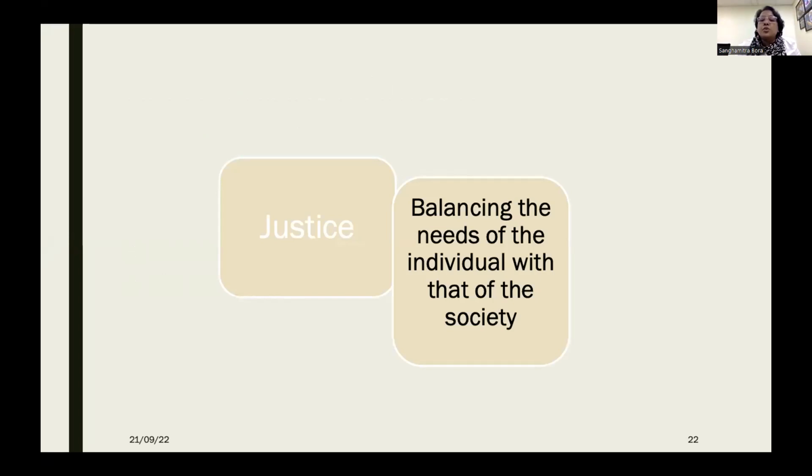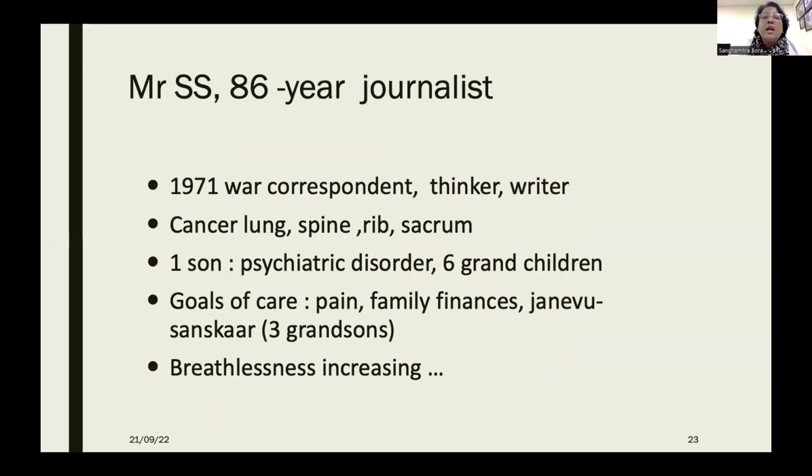This brings us to something which is called the principle of justice, and that is balancing the needs of the individual with that of the society. In a country like India, where we have so many people, such a huge load of patients, the current scenario is going to boom up to almost 300% in the next 10 years. We have to justify how we use our resources.